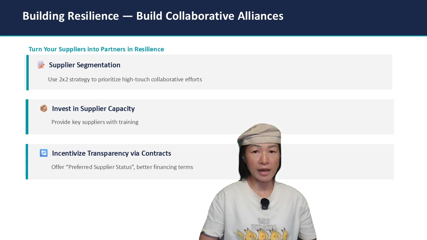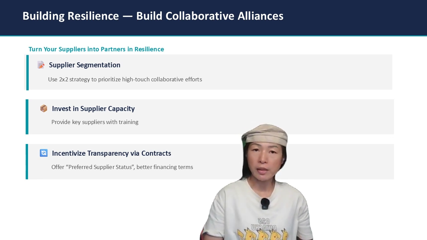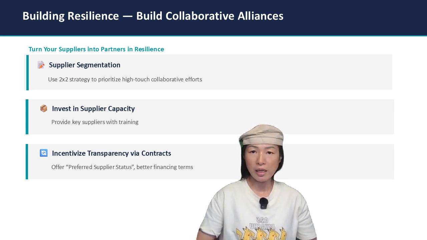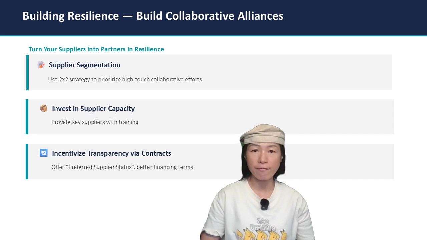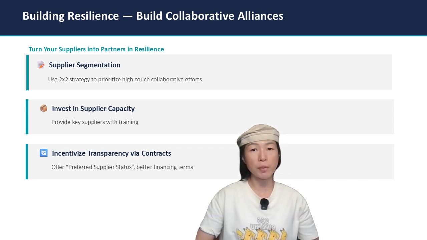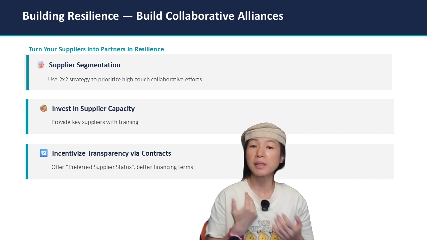We must upgrade our supplier relationships. Resilience requires allies, not just vendors. First, we segment. We map suppliers by their operational importance versus their maturity, so we know exactly where to focus our collaborative efforts. For those critical partners, we stop policing and start capacity building. We invest in their success by sharing our toolkits for business continuity and cybersecurity. A stronger supplier makes us stronger.